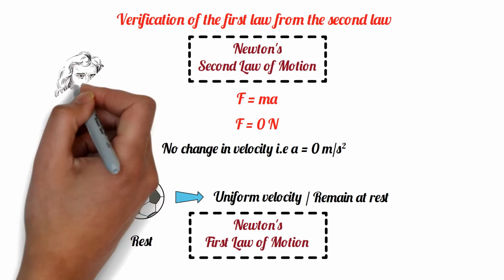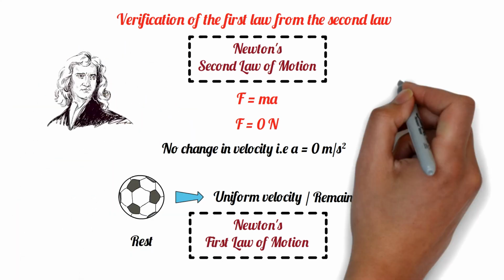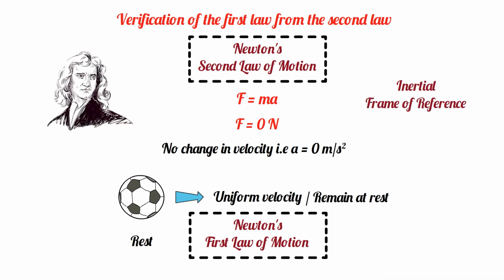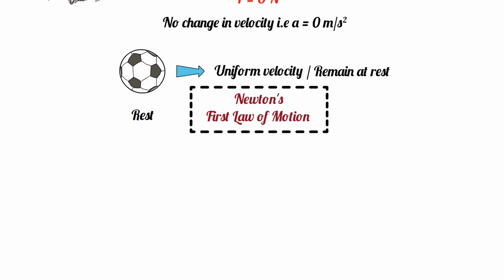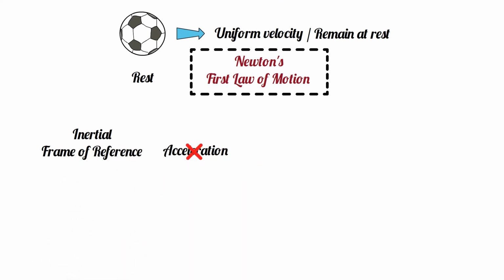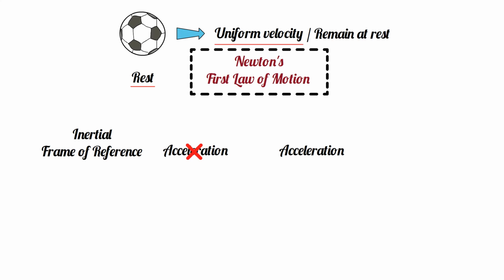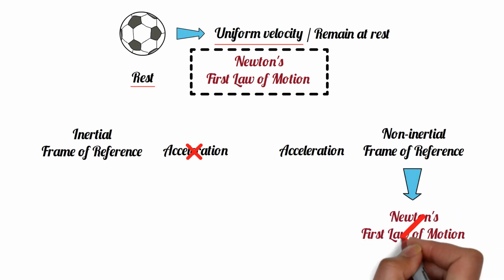But Newton mentions the first law of motion separately, mainly to establish the concept of the inertial frame of reference. Here, I want to clarify that the inertial frame of reference is not related to the acceleration. It only relates to the object that is at rest or moving with uniform velocity. If acceleration is considered in the motion of the object, then it is related to the non-inertial frame of reference. But in this frame of reference, none of Newton's laws of motion are applicable.